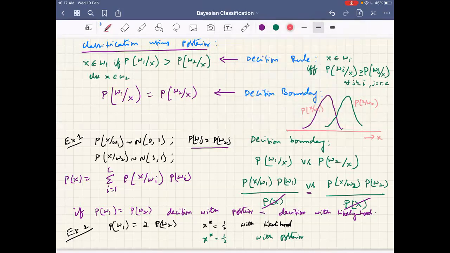Okay, so now this is one decision boundary. This is 0, this is 1, and half is the decision boundary with the likelihood. Now the question is, P of omega 1, the class 1 probability, is higher than the class 2 probability. In that case, what will happen to the decision boundary? I think it shifts from the maximum likelihood decision, the Bayes decision.